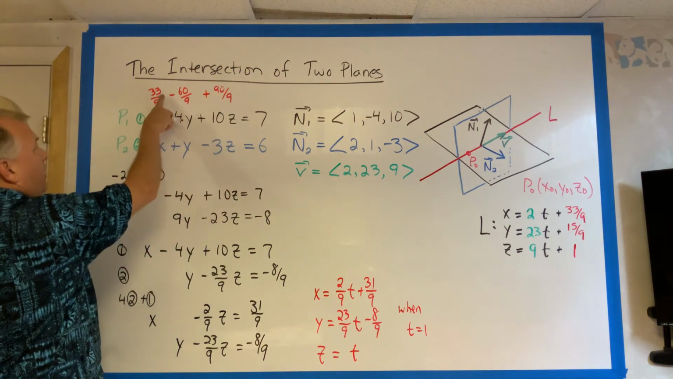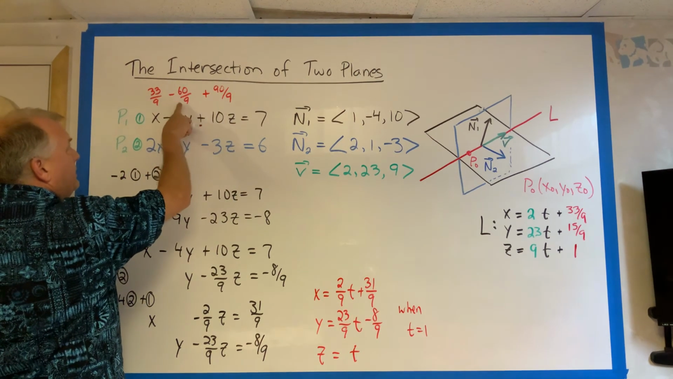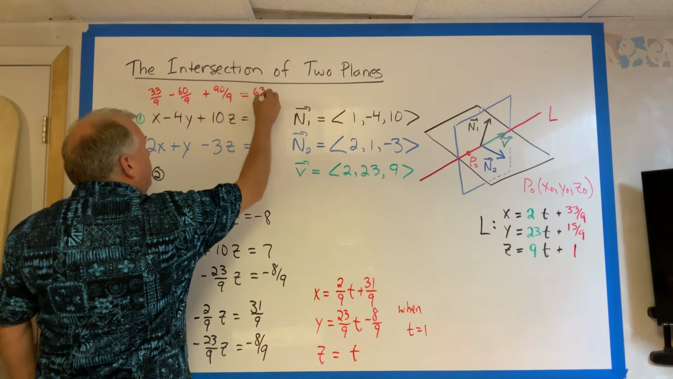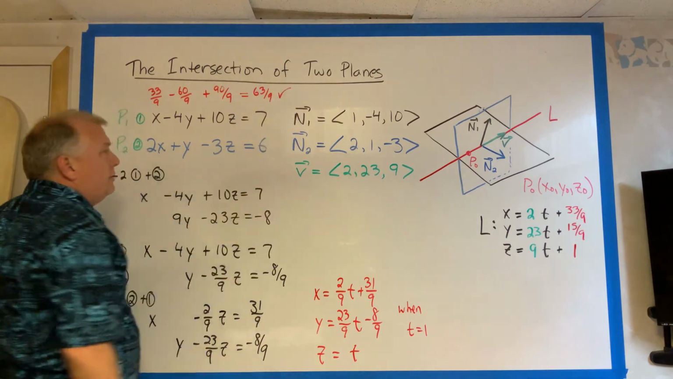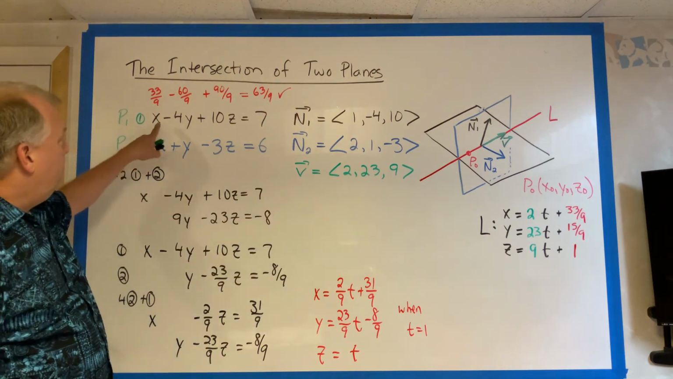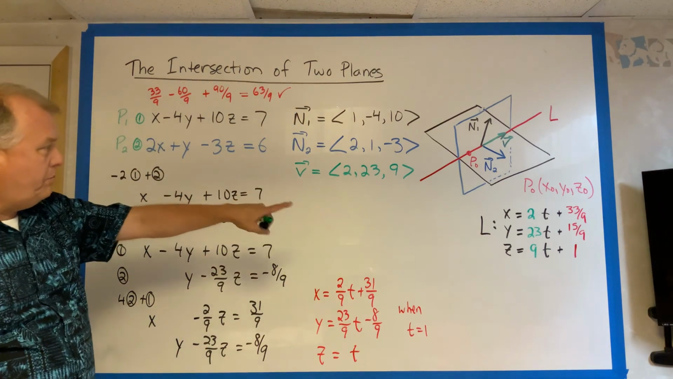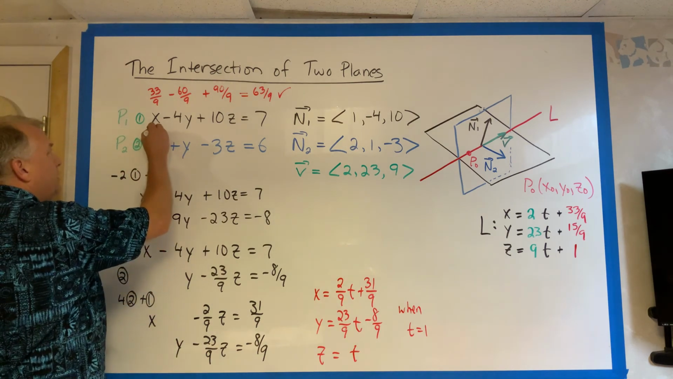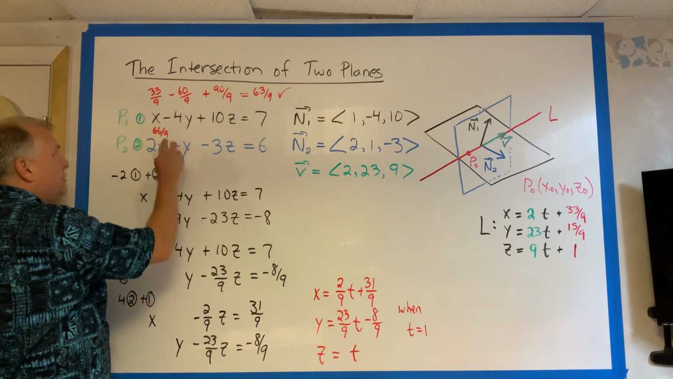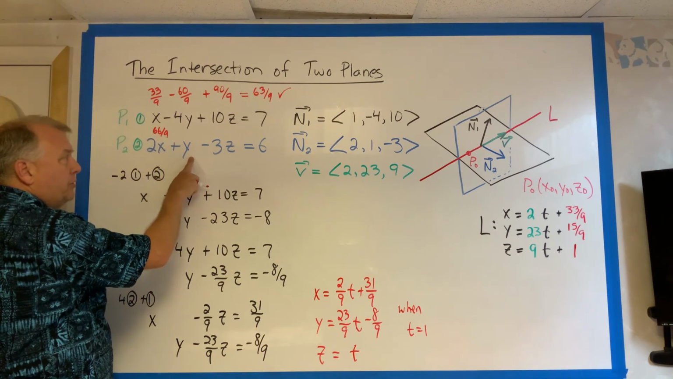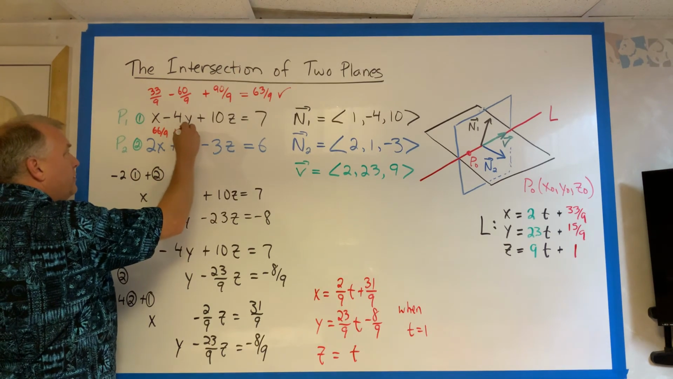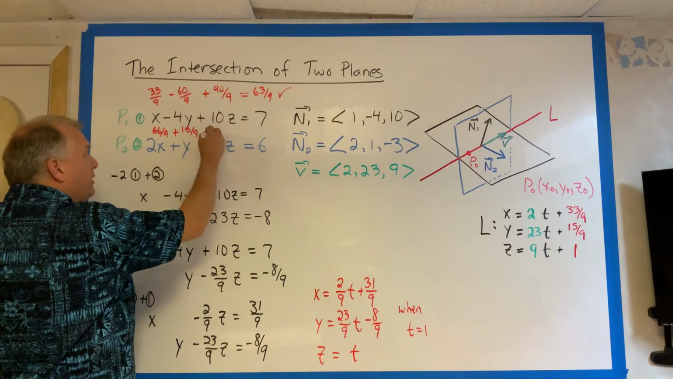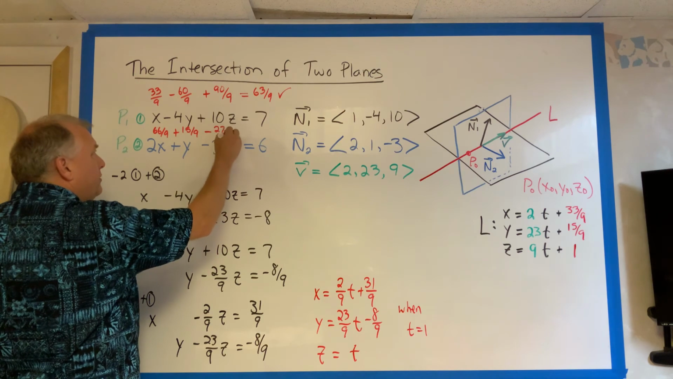And that adds up to what? 123/9 minus 60/9. That's 63/9. So yes, that point lives on that plane. Does that point live on this plane? Insert the numbers. 66/9 plus 15/9 minus 3 times 1, which is minus 27/9.